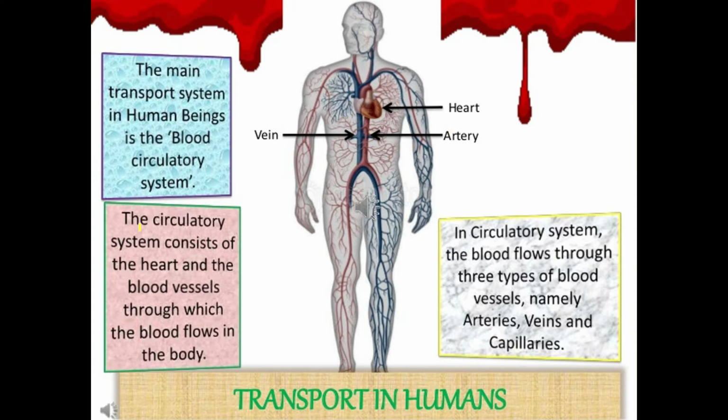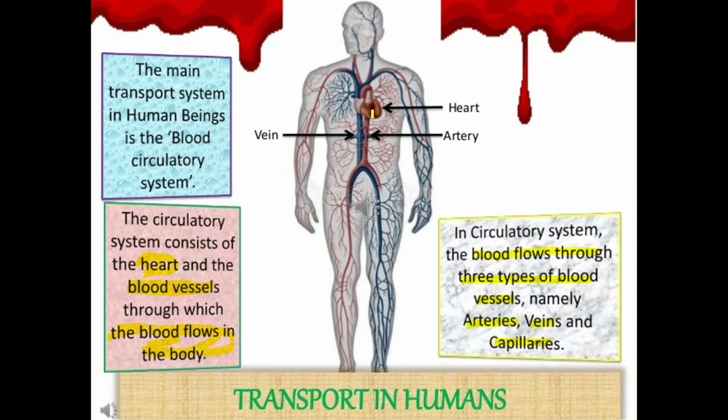So the circulatory system consists of the heart and the blood vessels through which the blood flows in the body. The blood flows through three types of blood vessels, named artery, veins, and capillaries. So we will see them one by one later. Arteries, veins, and capillaries. So what you have to know is that it consists of three.